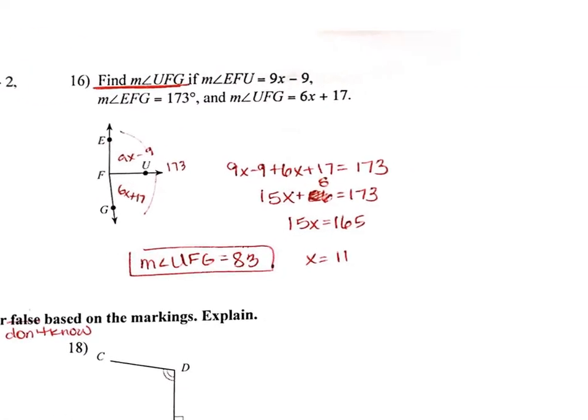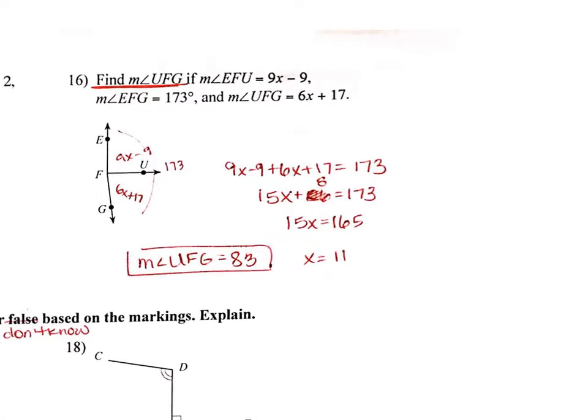16, similar. You can see that I just put the information on the picture. I've gone through, set up my algebra and solved all that out. And then note the difference, the biggest difference here is that if you read the question, it's actually asking you for angle UFG. So it doesn't just want to know what x is, it wants to know the actual angle measure. So I've gone through and I've plugged 11 in. So I know that UFG rather is 83. And then UFE, when I plugged 11 in over there, I got 90. And 83 plus 90 is 173. So my math is all working out there.